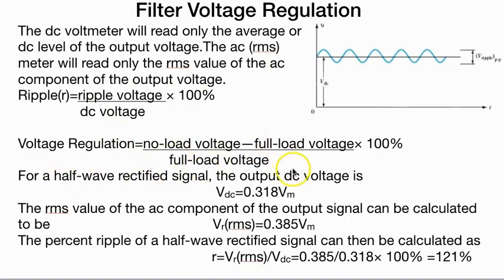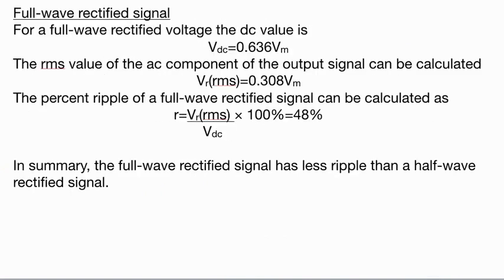For half wave, we have already talked that VDC is 0.318 Vm. For RMS, it is 0.385 Vm, which makes it 1.21 ripple for the half wave rectifier. For the full wave rectifier, it's 0.48. Thus, the ripple in the full wave rectifier is much less in comparison to the half wave rectifier.